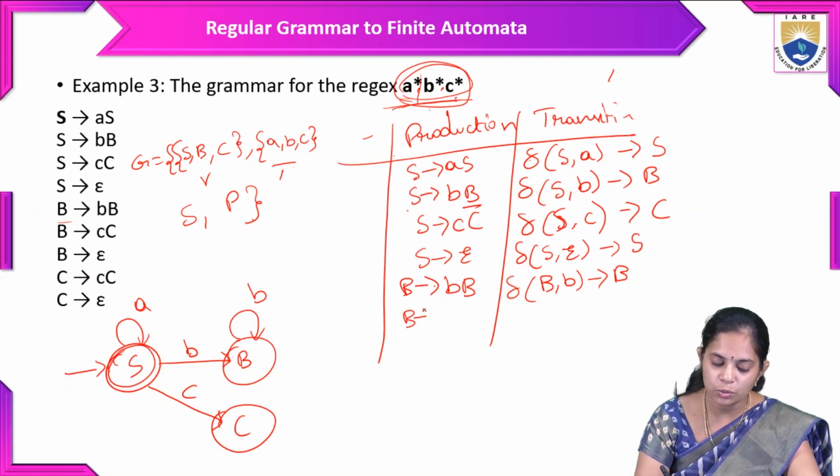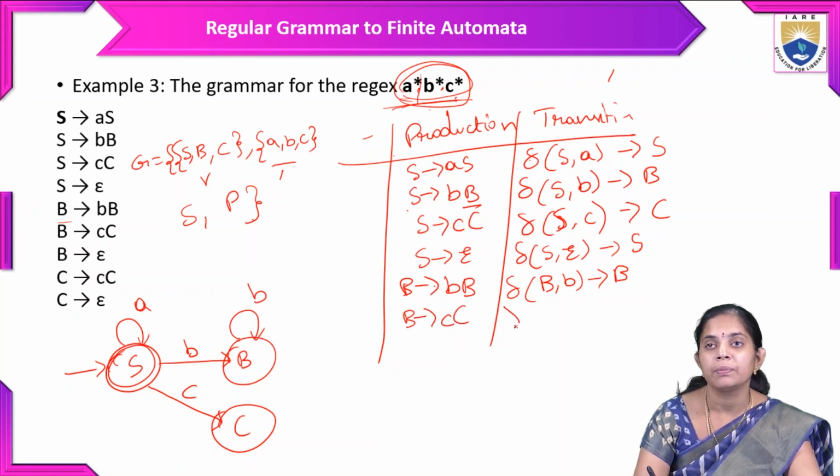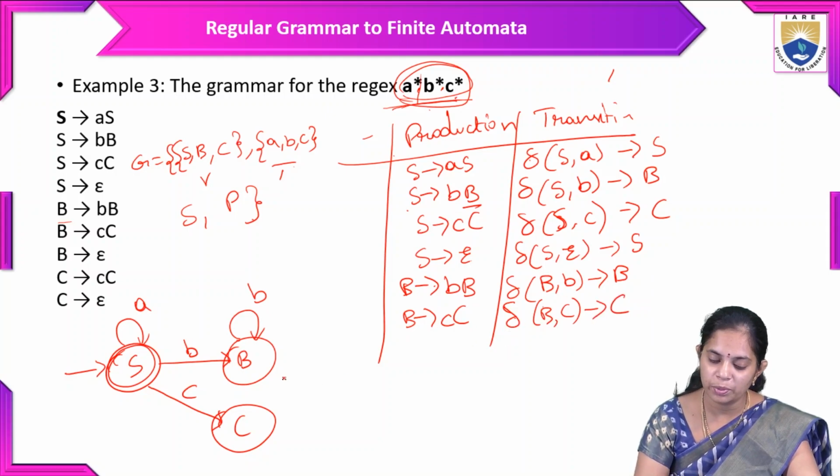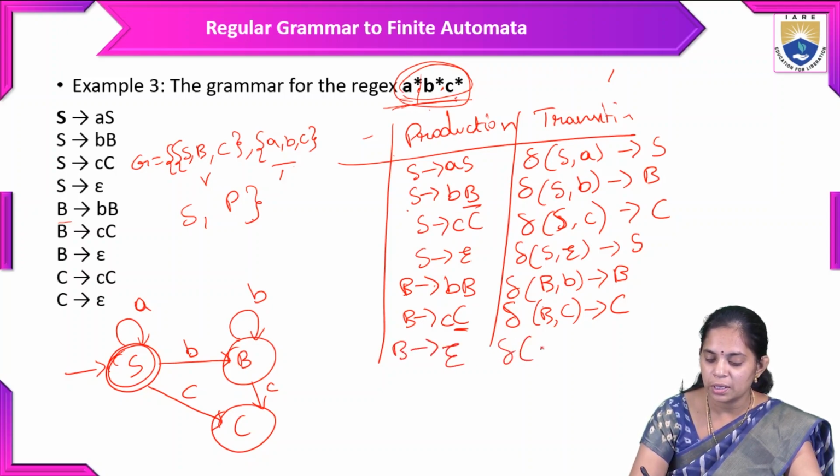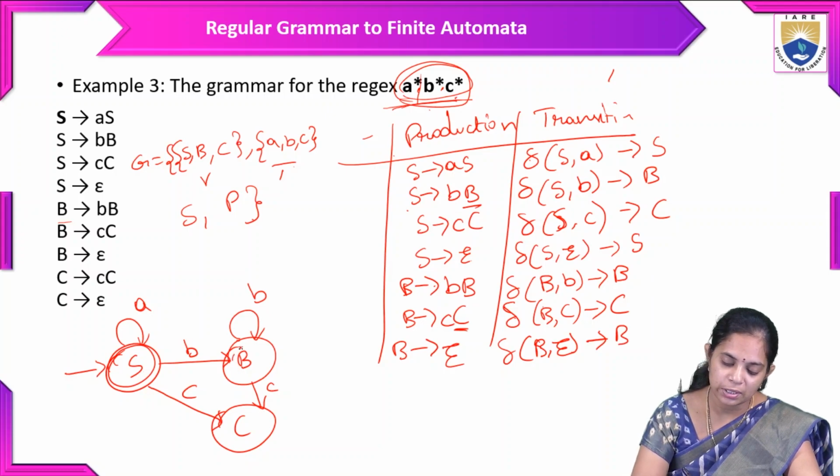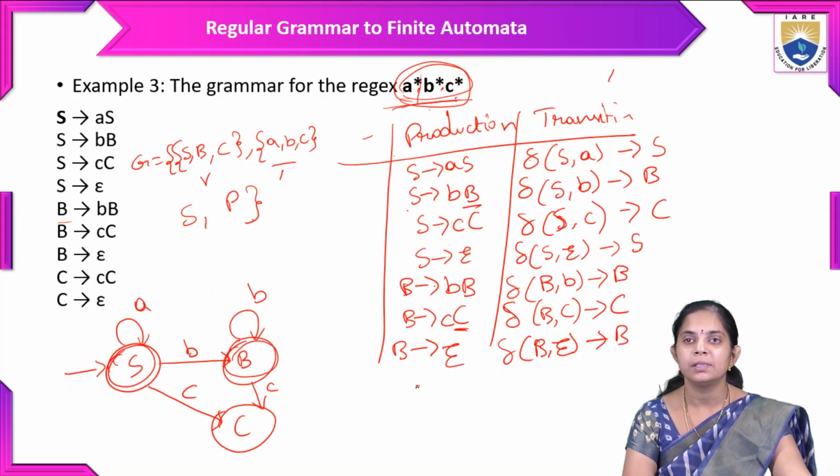And B tends to C, capital C. So delta of B comma C, with C as an input, it is reaching the C state. And B tends to epsilon, so B comma input symbol epsilon, it is reaching the B state, which is represented with the double circle.